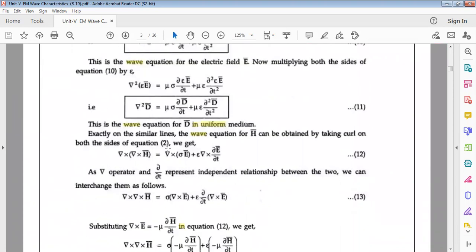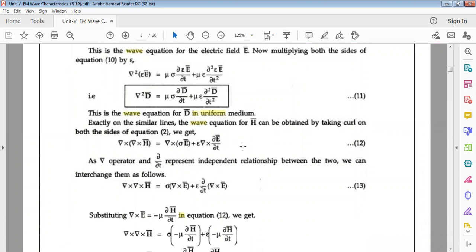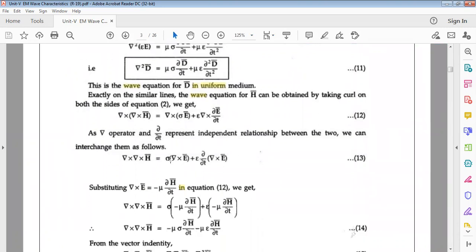See, for the H bar, the wave equation for the H bar, here there is sigma into del cross E bar plus epsilon into dou by dou t of del cross E bar. So, del cross E bar is replaced with minus mu dou H bar by dou t. So here the dou by dou t is already there. There's some mistake in yesterday's class. Here there is another dou by dou t. Okay, please note down on your desk on this one. There is a printing mistake here.